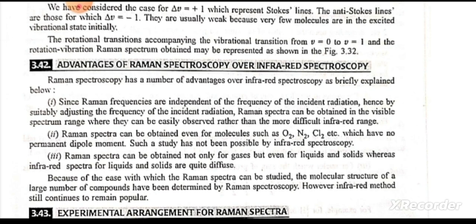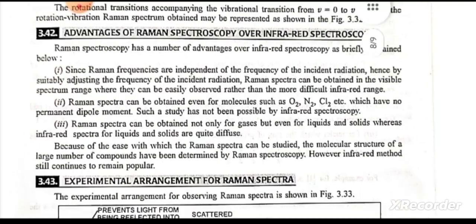Third, Raman spectra can be obtained not only for gases but also for liquids and solids, whereas infrared spectra for liquids and solids are quite diffuse. Because of the ease with which Raman spectra can be studied, the molecular structures of a large number of compounds have been determined by Raman spectroscopy. However, infrared still continues to remain popular.